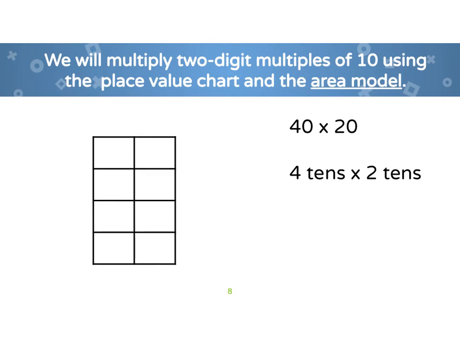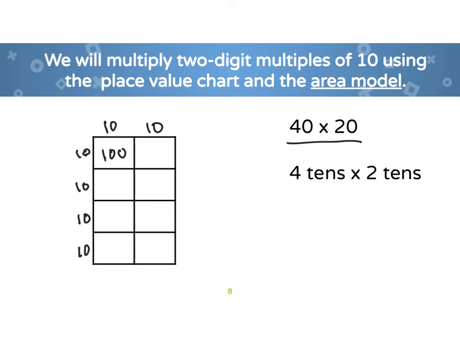Okay, here we're going to show this multiplication again by using the area model. So if you look at our problem, we have 40 times 20, which would be 4 tens. So I'm going to put my tens down here. 1 ten, 2 tens, 3 tens, 4 tens, and multiplied by 2 tens. Each of these boxes would represent 100 because 10 times 10 is 100. So each of these boxes would equal 100.